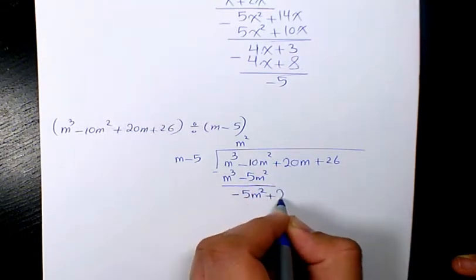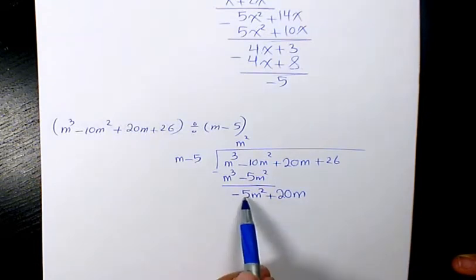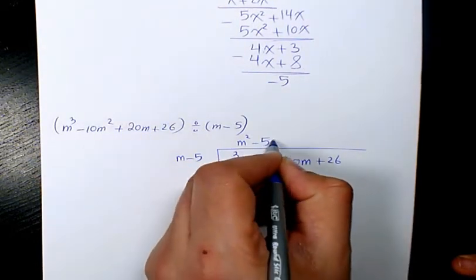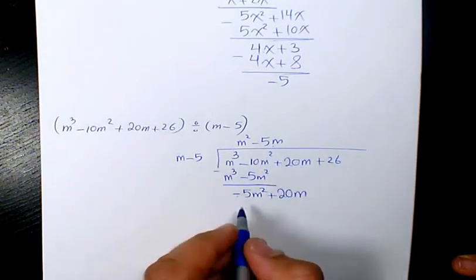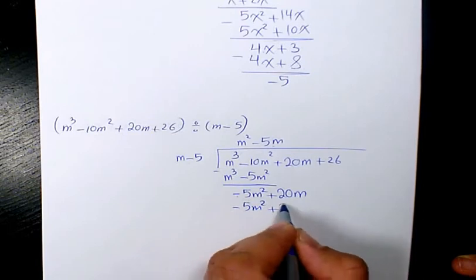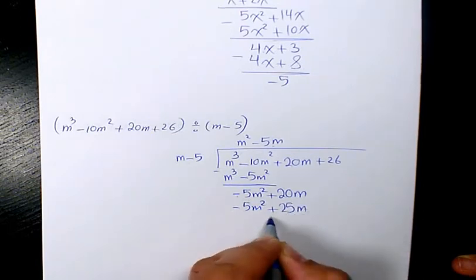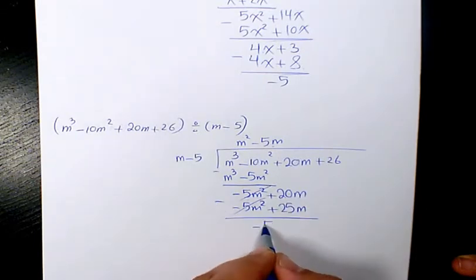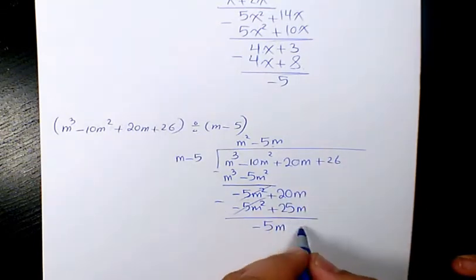Then you bring this one down, it's going to be 20m. Now negative 5m squared divided by m is going to be negative 5m. Multiplied, it's going to be negative 5m squared. Negative 5m times negative 5 is going to be plus 25m. When you subtract it, these two cancel out. And here is going to be negative 5m. Then you bring the next number down.